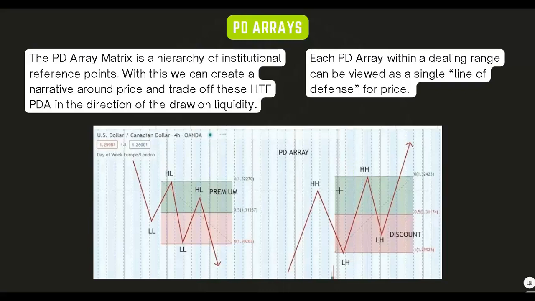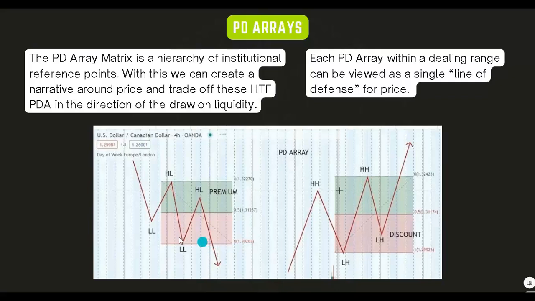The PD array matrix is a hierarchy of institutional reference points. With this, we can create a narrative around price and trade off these higher time frame PD arrays in the direction of the draw on liquidity. Each PD array within a dealing range can be viewed as a single line of defense for price. The best way to use these PD arrays is to mark them out on a higher time frame first, right? And once price comes into these levels or this higher time frame PD array, then we drop down to the lower time frame and look for market maker models to use as our entry confirmations.